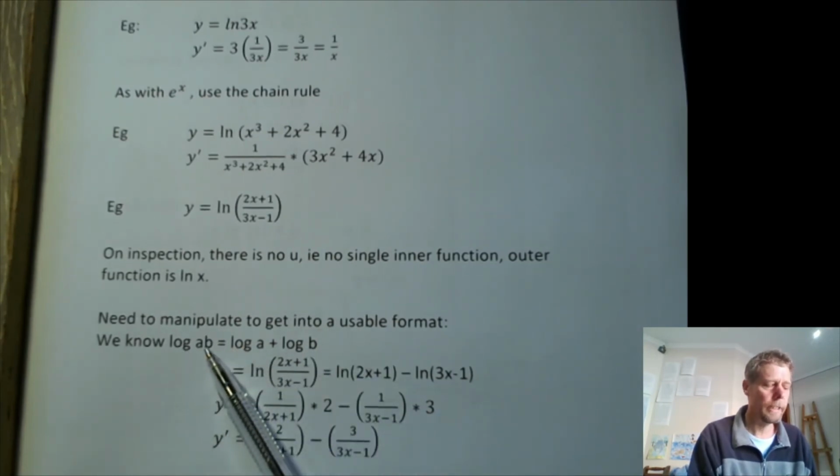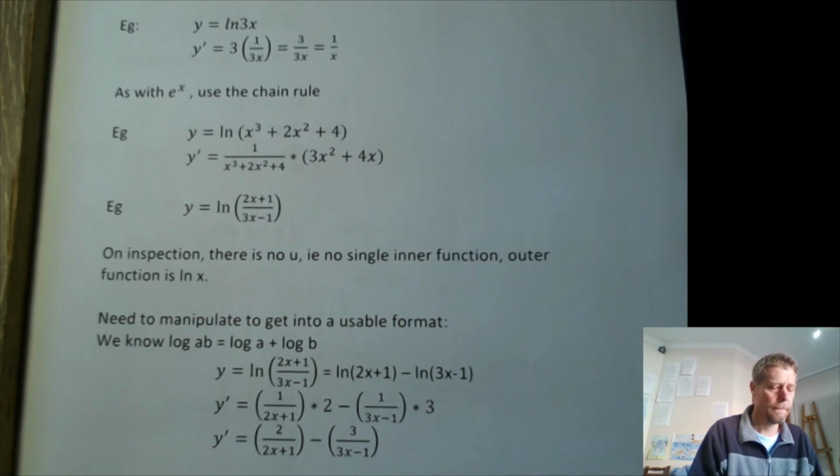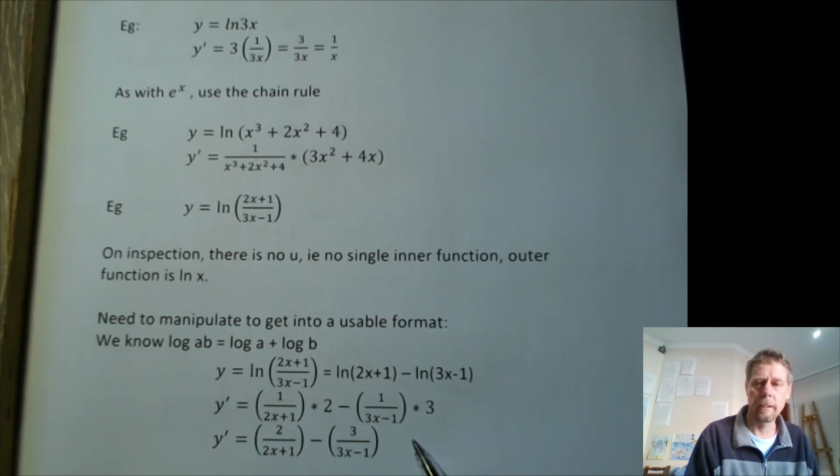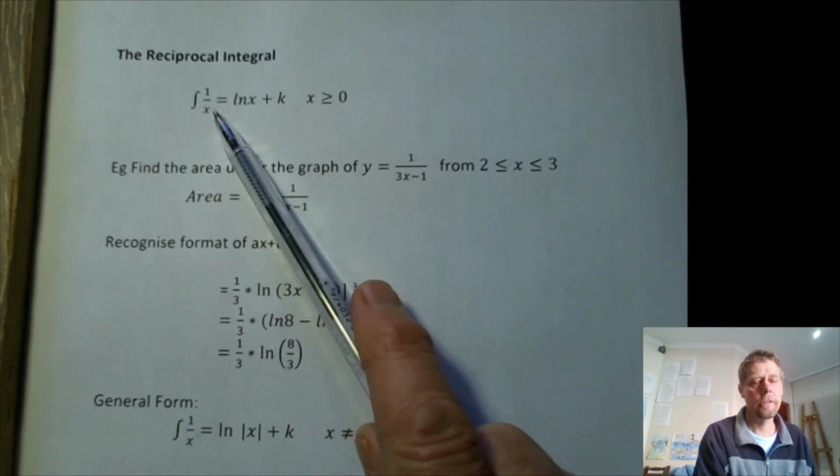You can remember that log of ab equals log of a plus log b. So y equals ln of 2x plus 1 over 3x minus 1 is simply ln of 2x plus 1 minus ln of 3x minus 1. And now we can easily differentiate these because we have a u here, 2x plus 1, and we have a u here, 3x minus 1. And that can be done quite simply. So you must always be on the lookout to simplify an expression before you jump in and do a more complicated operation.